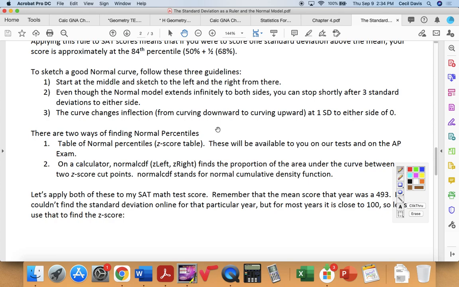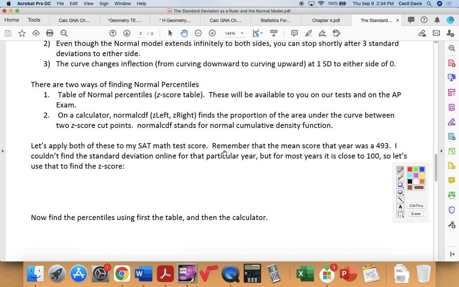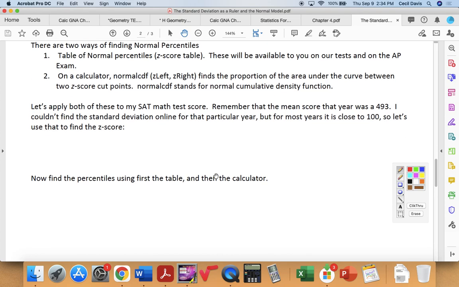Now, we can do this on a calculator also, and it will be a lot easier. I'll show you how in just a second. We're going to use something called the Normalcdf, which is the normal cumulative density function.